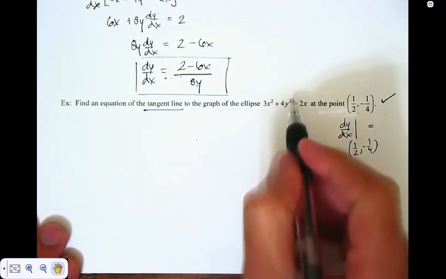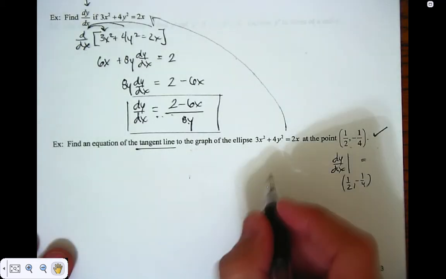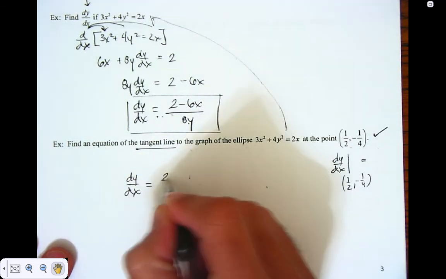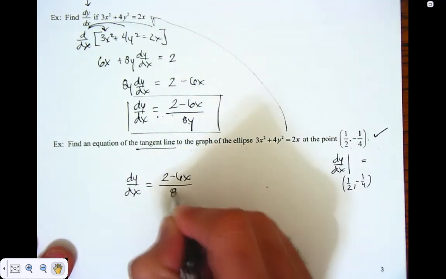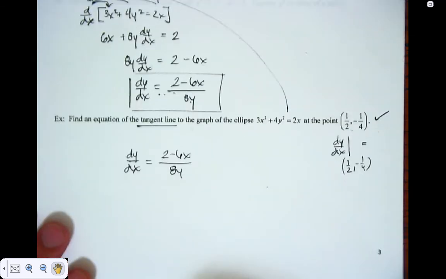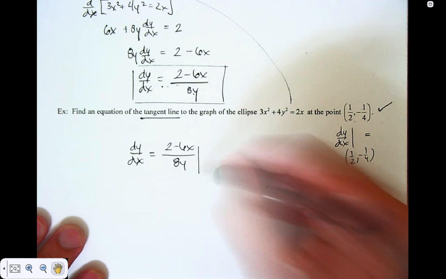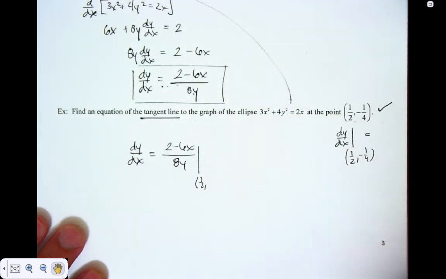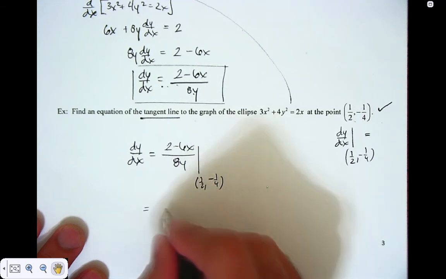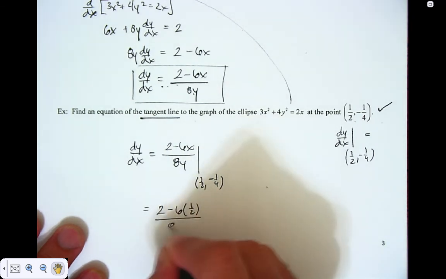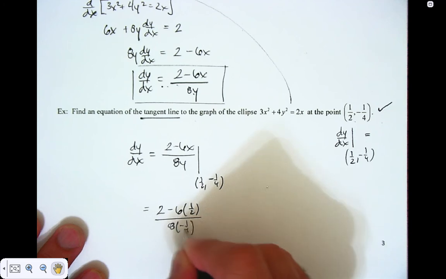Well, you'll notice that this equation is exactly that equation from before. So we can go right down here and say, well, I know dy/dx is equal to 2 minus 6x over 8y. Okay, I'm going to introduce some notation here. I'm going to use this bar line. So I'm going to say evaluate that at (1/2, -1/4). What does that mean? That just means to plug the point in. So I get 2 minus 6 times 1/2 divided by 8 times negative 1/4.